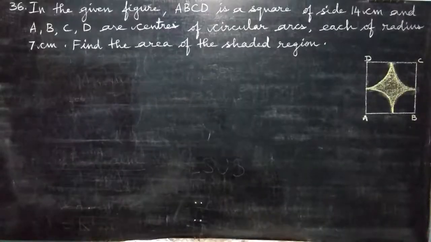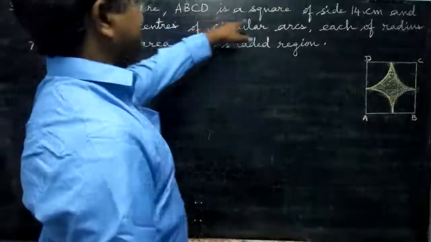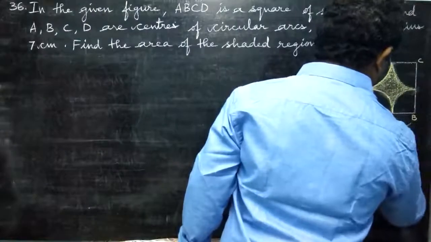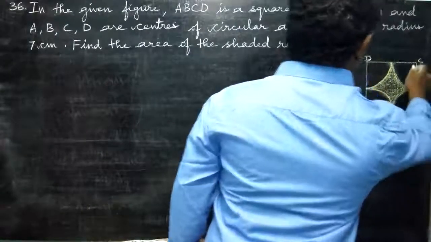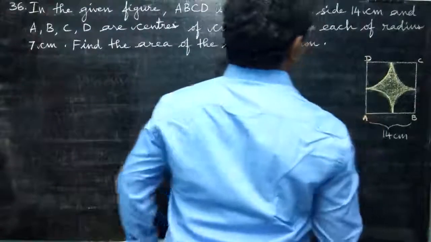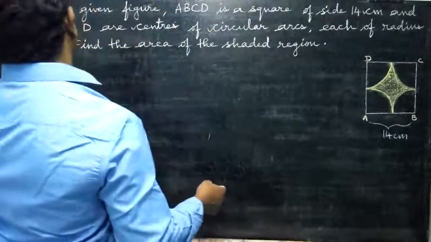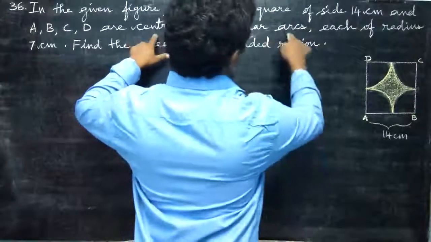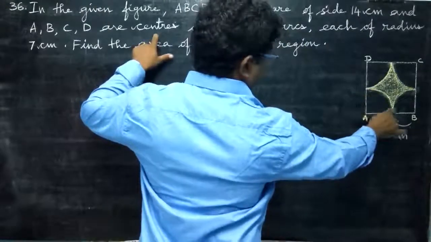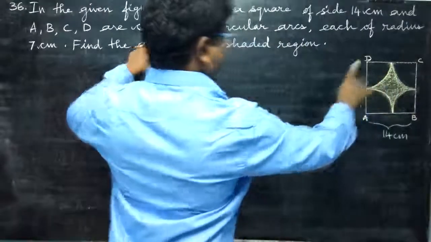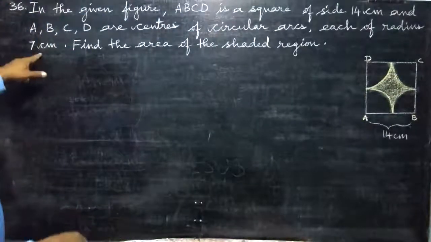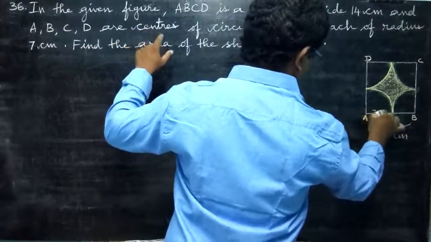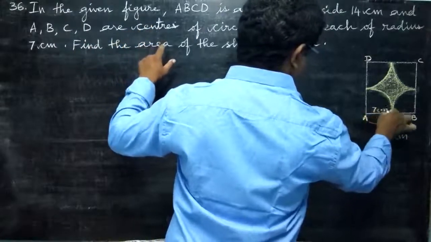36th problem. In the given figure, ABCD is a square of side 14 centimeters. This AB is 14 centimeters, BC 14, CD 14, DA 14 centimeters, and A, B, C, D are the centers of circular arcs. Here we have drawn quarter circles at the corners. 4 quarter circles is equal to 1 circle, each of 7 centimeters, because 14 is the side, half of it means 7 centimeters. So 7 centimeters radius.